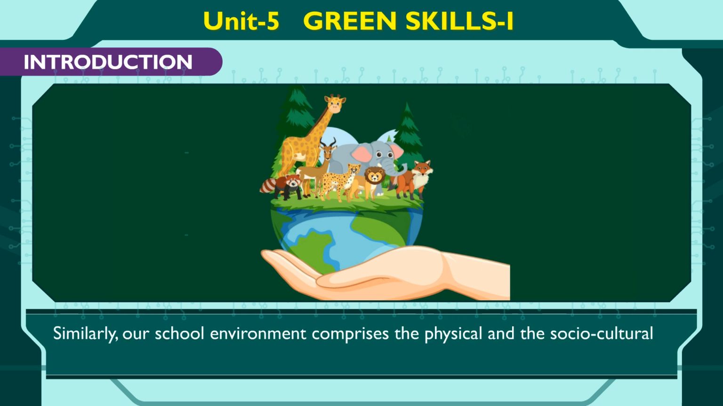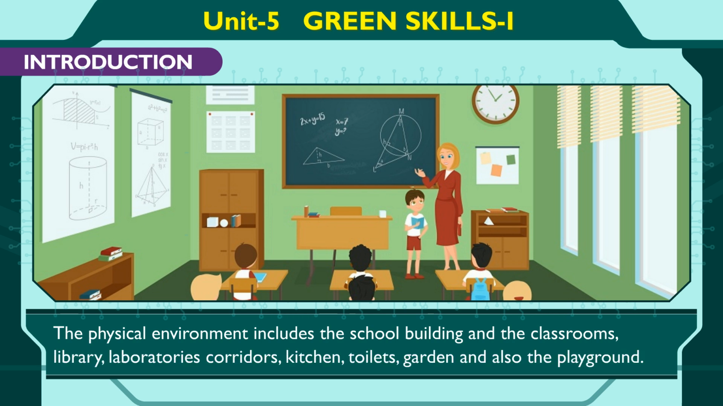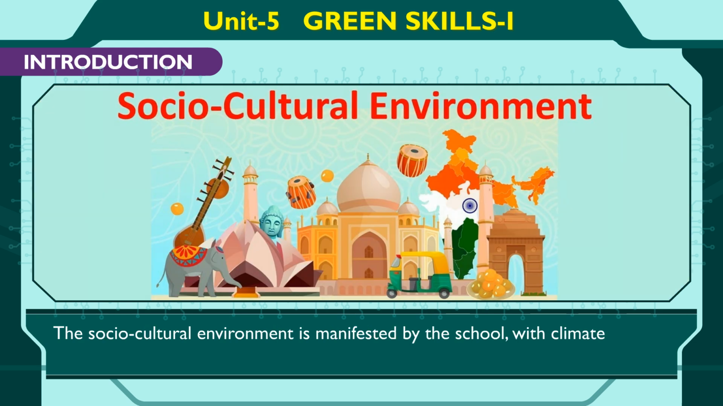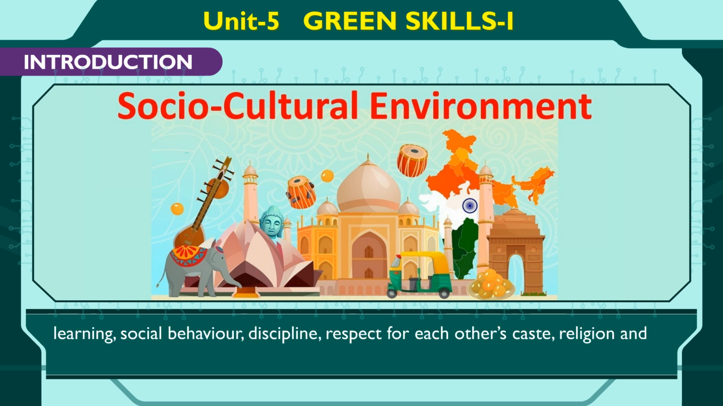Similarly, our school environment comprises the physical and the socio-cultural environment. The physical environment includes the school building and the classrooms, library, laboratories, corridors, kitchen, toilets, garden, and also the playground. The socio-cultural environment is manifested by the school climate, teaching by the teachers, students' activities, inclusivity and attitude towards learning, social behavior, discipline, respect for each other's caste, religion and creed, achievement of students, etc.